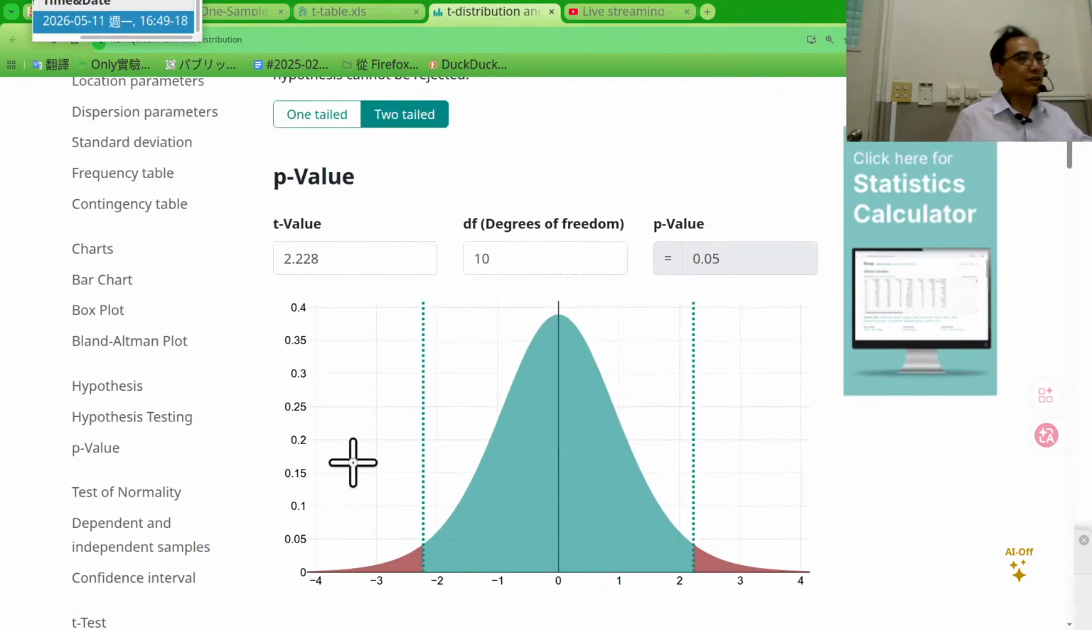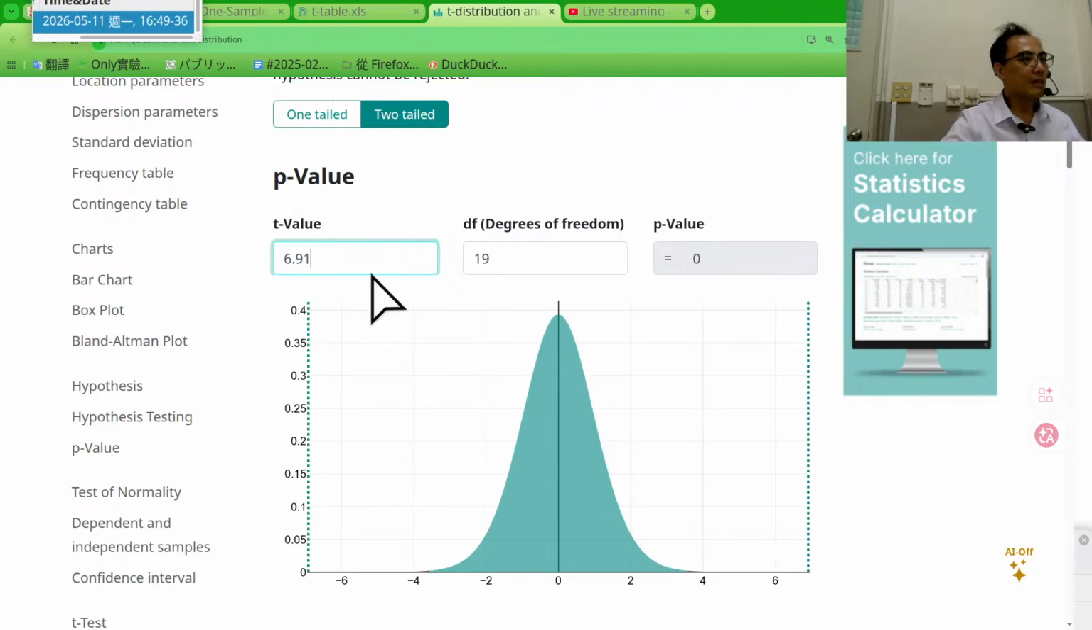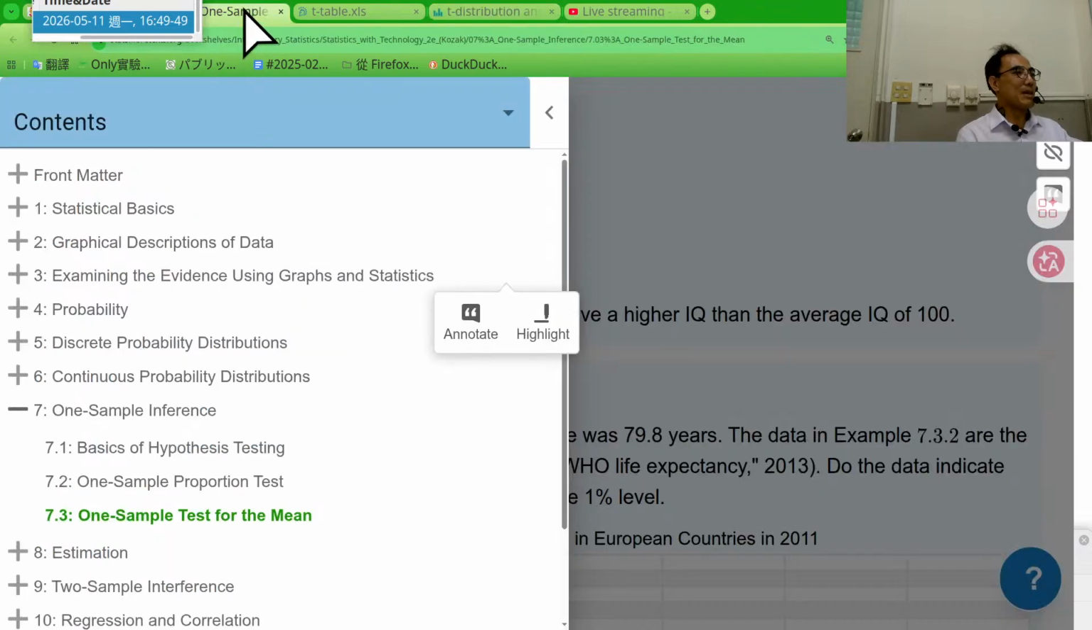Okay, and here the t-value and degree of freedom: type 19 and 6.91. After calculation, the p-value is very, very small, right? With the degree of freedom like this one. So the p-value is close to zero, which means they are completely different. What does it mean?